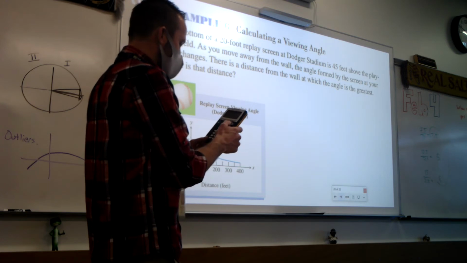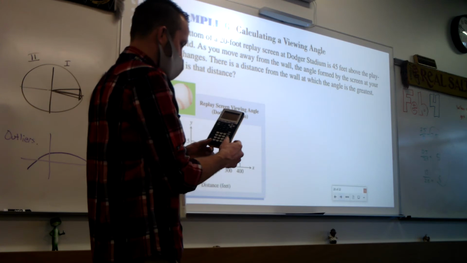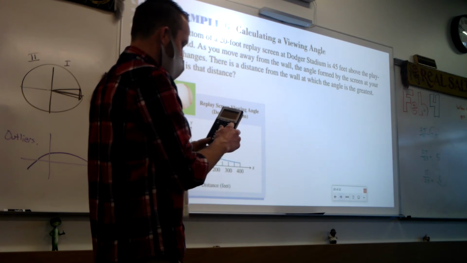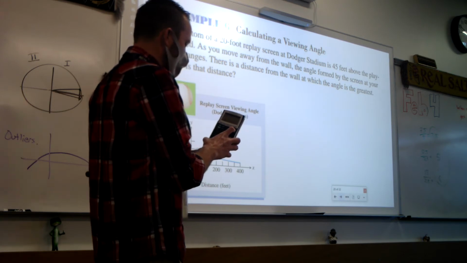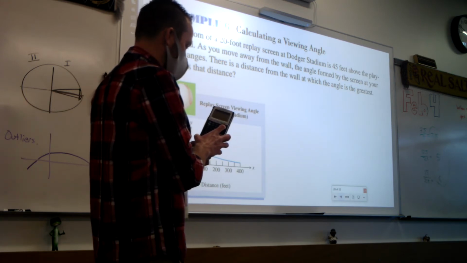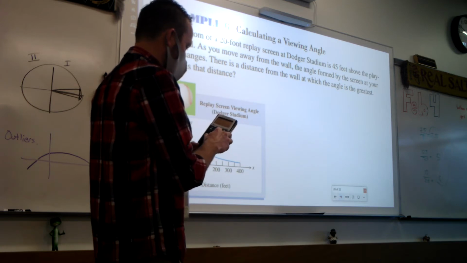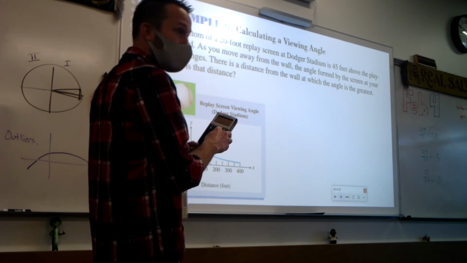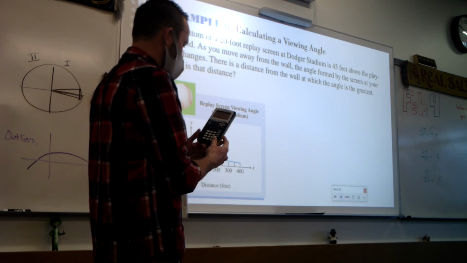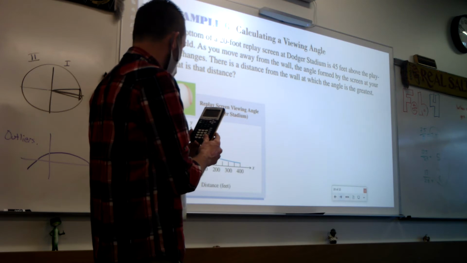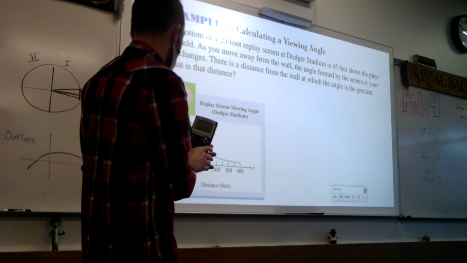Now, left bound means just go to the left side of where the maximum is and push enter. Right bound means just go to the right side of where you think it is and push enter. Mine has kind of a flat spot, so I'm just going to the right and left of it. And when it says guess, what do you do there? You put it where in the middle you think it is. You put a guess. And then this is going to come back and give you the maximum, okay?